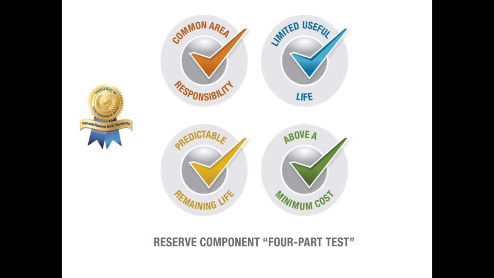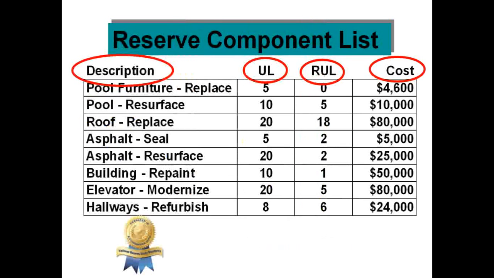You can see that for something to be itemized or funded through reserves, it needs to be a common area maintenance responsibility. It needs to have a limited life expectancy, a predictable remaining useful life expectancy, and that replacement needs to be above a minimum cost of significance.